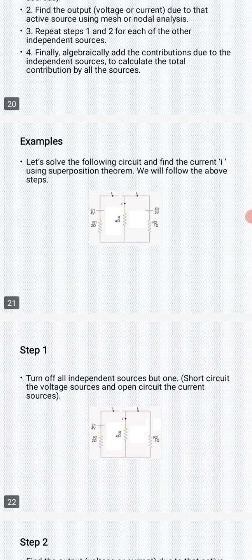Let us consider the following example circuit and find the current I using the superposition theorem. We will follow the above steps. The circuit consists of E1 and E2, two voltage sources, and three resistances R1, R2 and R. There are three currents flowing in the circuit, I1, I2 and capital I. The capital I is the difference of I1 and I2.